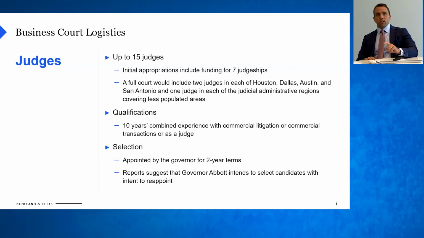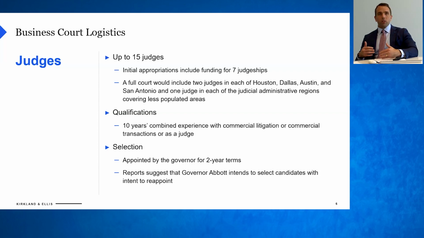The business court itself will have up to 15 judges. The initial appropriation in the enabling statute includes funding for 7 judgeships. The full court will include 2 judges in each of what I think of as the 4 major cities in Texas: Dallas, Houston, San Antonio, and Austin.